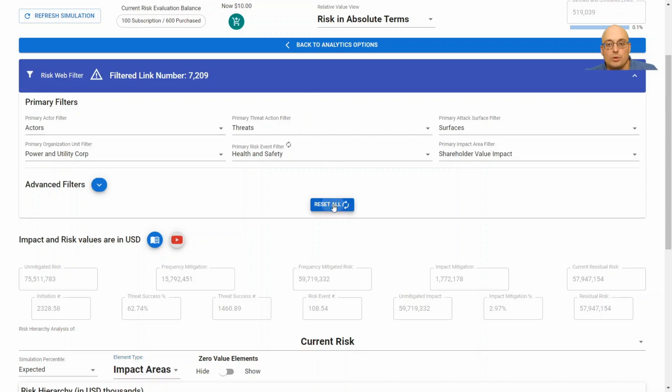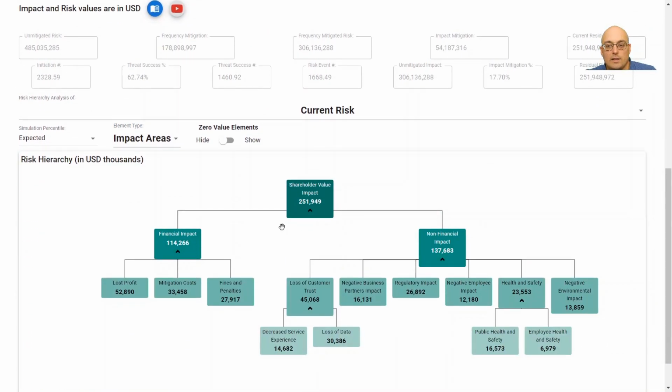Now, point number two that is important in this topic is that when you see this hierarchy and focusing on the impact, this really measures the overall expected annual exposure or potential loss for the overall business, quantified in monetary terms, in this case in dollar terms.